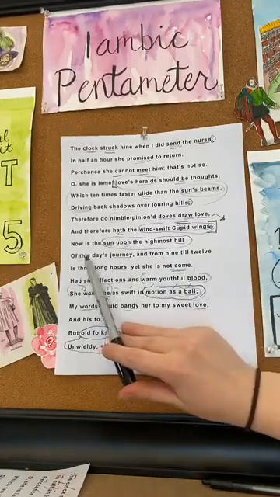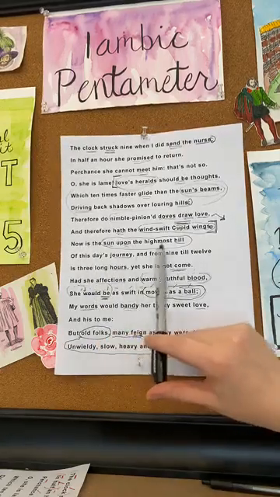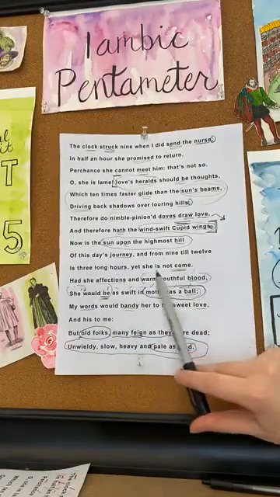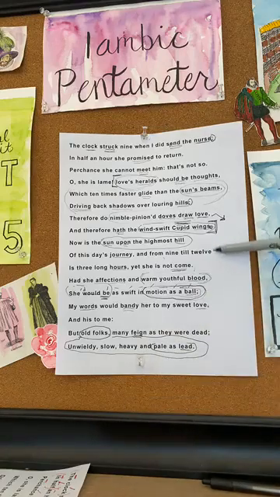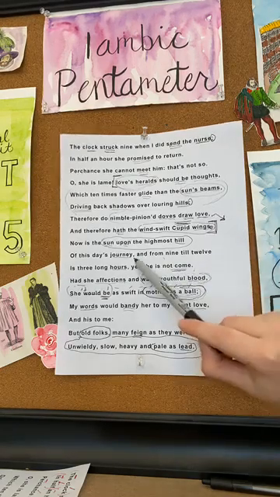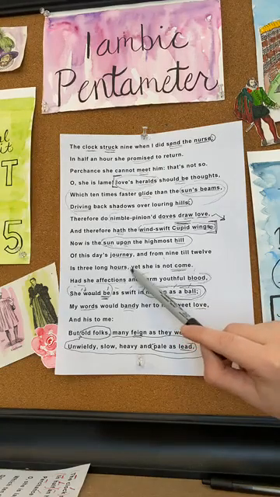Could I say this sentence without the commas? "Now is the sun upon the highmost hill of this day's journey and from nine till twelve is three long hours yet she is not come." It didn't change the overt meaning of the sentence, right? But the way I delivered it without the commas was much less specific, was less descriptive, I would say. So that's another example of how Shakespeare puts punctuation in here to tell you how he wants it to be performed.